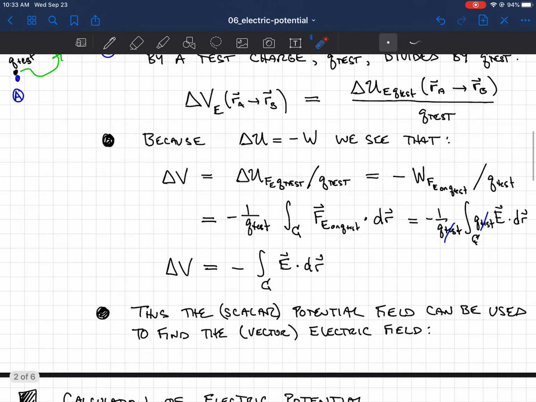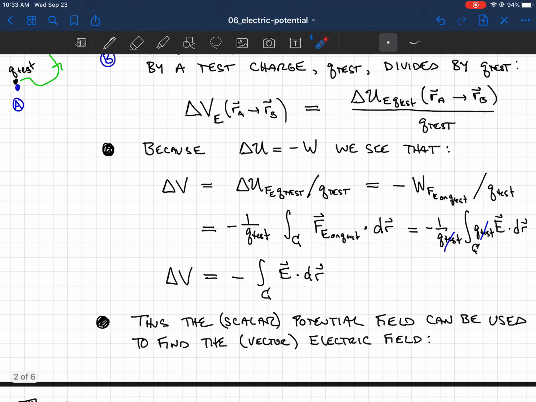And in fact, that's sort of the most important thing about it, which is that if you know the potential field, meaning if you know the value of V at every point in space, well, those are just numbers. So you have V at some position R in space. If you know that at every point in space, then that should be enough information to determine the electric field at every point in space.